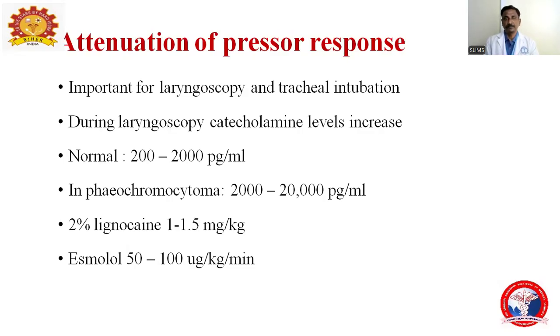Attenuation of pressure responses is important for laryngoscopy and tracheal intubation. During laryngoscopy, catecholamine level increases in normal patients from 200 to 2000 picogram per ml. In pheochromocytoma, the surge can be from 2000 to 20,000 picogram per ml. To attenuate the pressure responses during laryngoscopy and intubation, 2% lignocaine 1 to 1.5 milligram per kg can be used. Esmolol 50 to 100 microgram per kg per minute can be used.